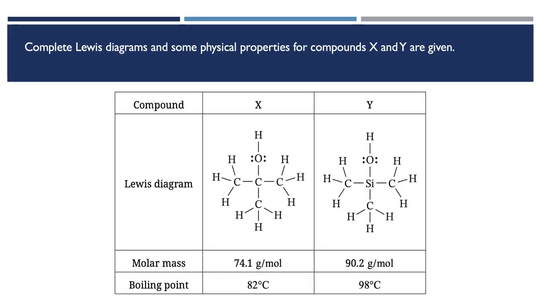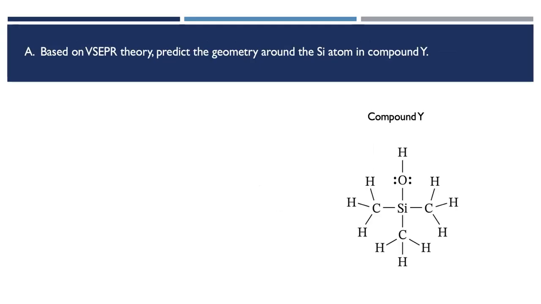Complete Lewis diagrams and some physical properties for compounds X and Y are given. So we have this table here. We have the compound. We have a Lewis diagram for each compound. We have a molar mass and a boiling point. Part A says, based on VSEPR theory, predict the geometry around the silicon atom in compound Y.